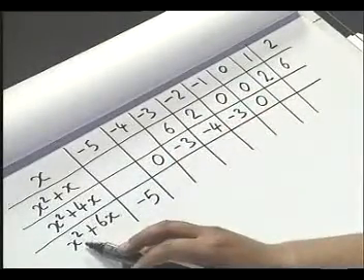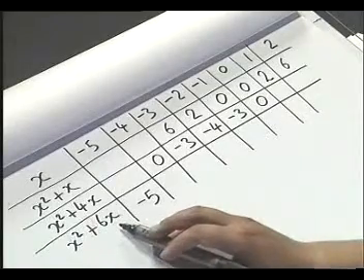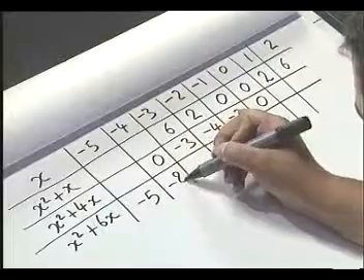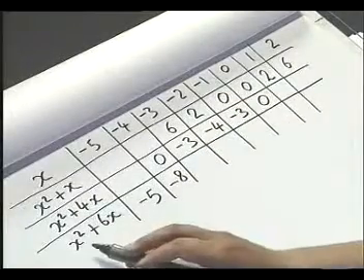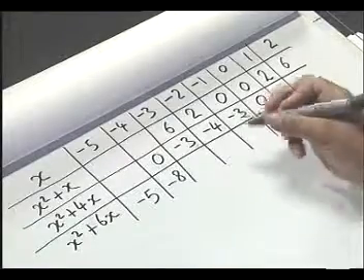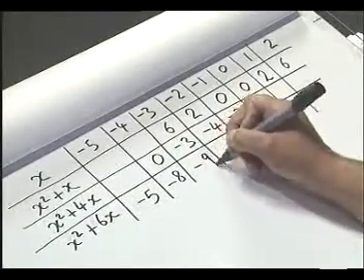Put x is minus 4 in here. We've got 16. Take away 24, which gives us minus 8. Put x is minus 3 in here. We get 9. Take away 18, which is minus 9.